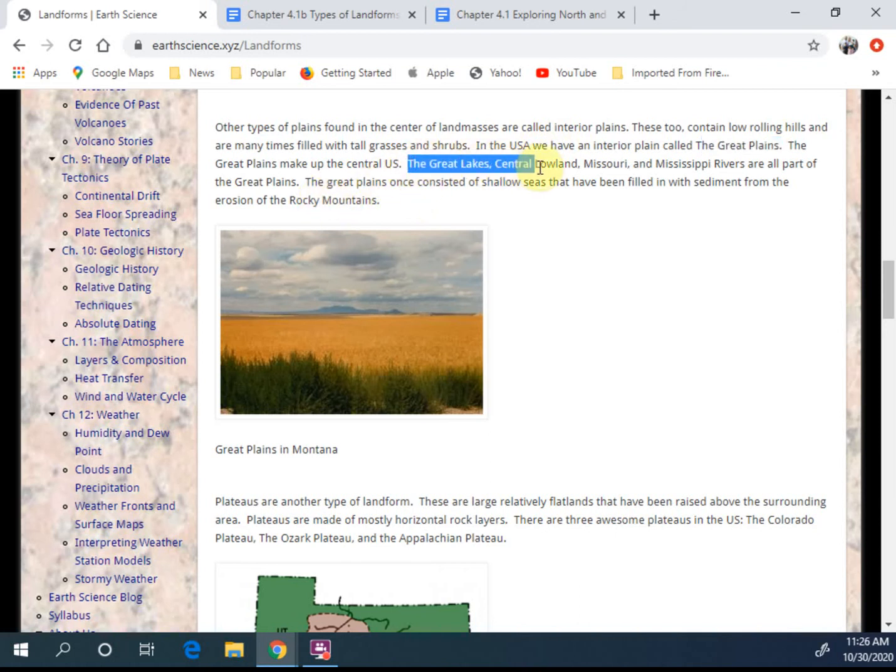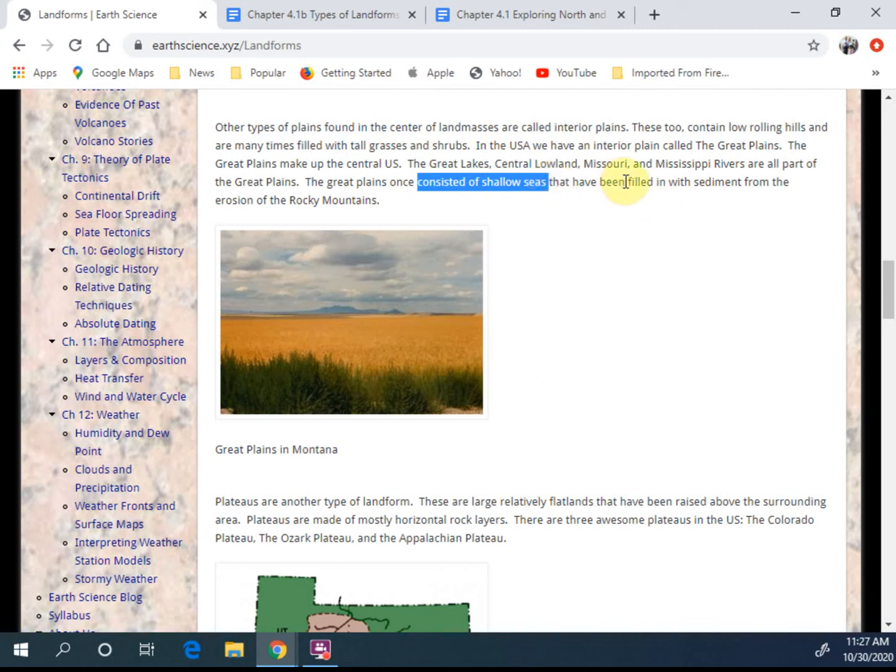And it encompasses the Great Lakes, Central Lowlands, Missouri, Mississippi rivers, etc. Those are all part of that. Just make sure you're aware of that. And it is a flat plain, primarily flat, some small rolling hills, primarily because it once was a shallow sea.